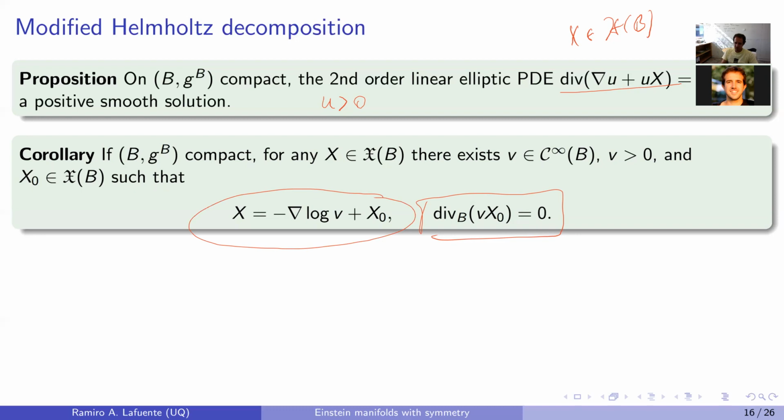How do you prove the corollary from the proposition? Well, if you have this V solving this equation, then you set X naught... I guess you can write this as V times gradient log V plus X. And then you set X naught to be this, and you get your decomposition. All right.